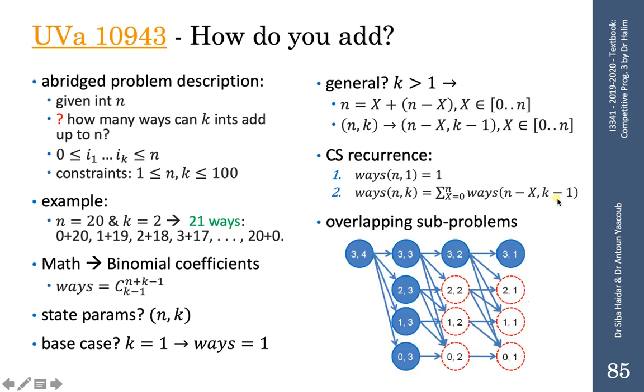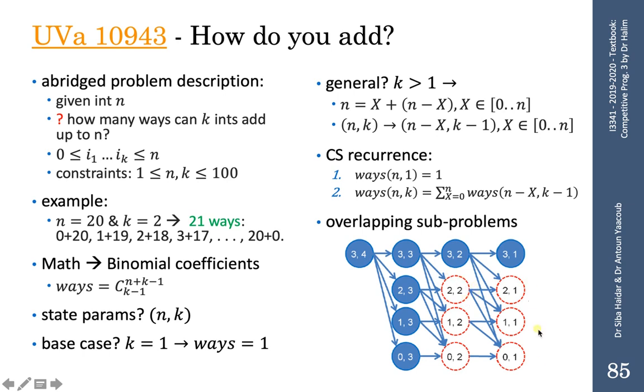So of course there are overlapping sub-problems. Let's consider n equals 3, k equals 4. You can have the sum of n equal 3 for x equals 0, and n will remain 3, and k will become 3, or n equal 2, k 3, or n equal 1, k 3, or n equal 0, because x will become 3, and k is always 4 minus 1.